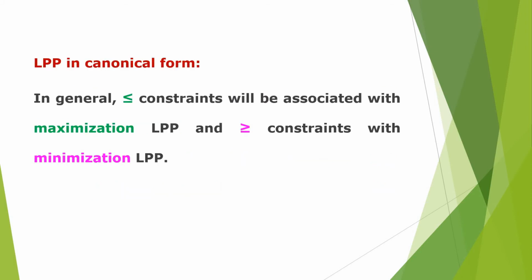Now let us have the canonical form. In general, less than or equal to constraints will be associated with maximization of LPP and greater than or equal to constraints with minimization of LPP. So if a problem has constraints of the type less than or equal to, then most of the time you will have to maximize the objective function, and if constraints are of the type greater than or equal to, then your problem will be of minimization type.